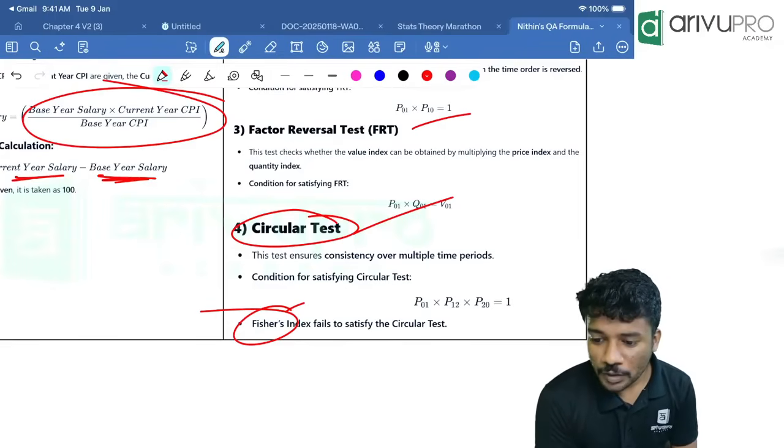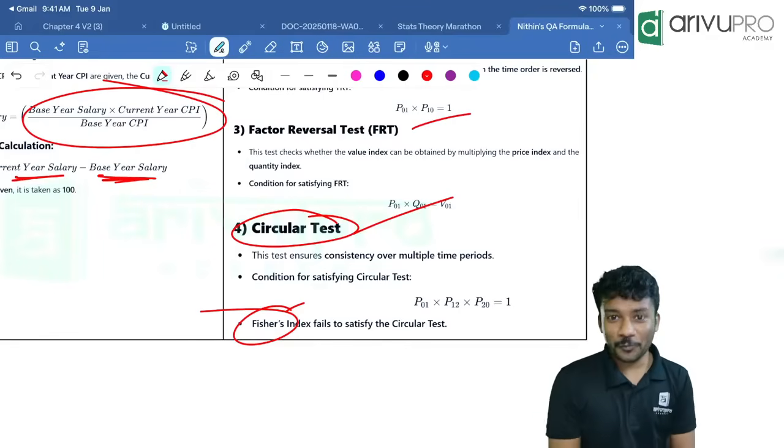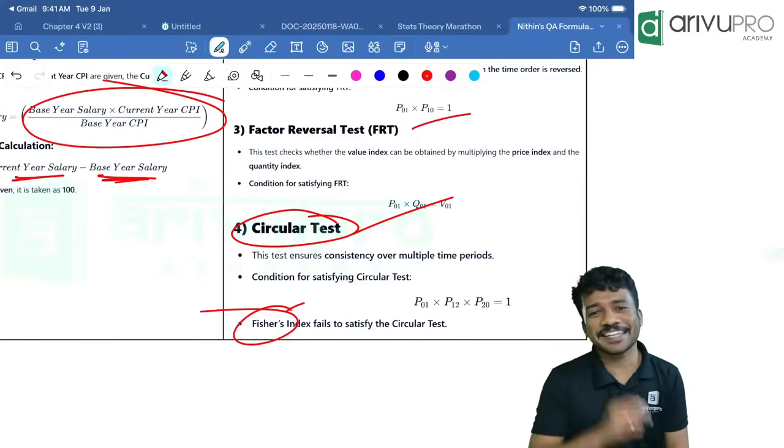Can you say Ogive? Oh, it is Ogive. What way do you want to say Ogive? Ogive or Ogai, whatever way you can say. Okay.